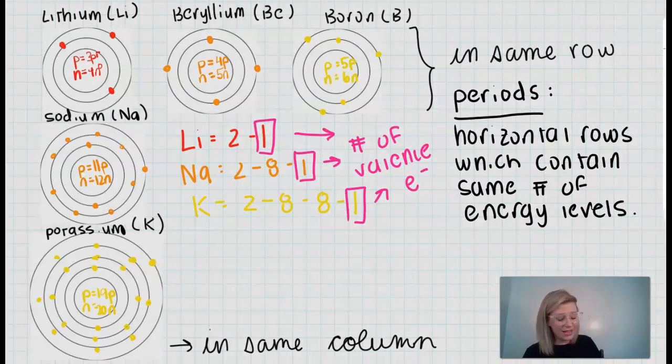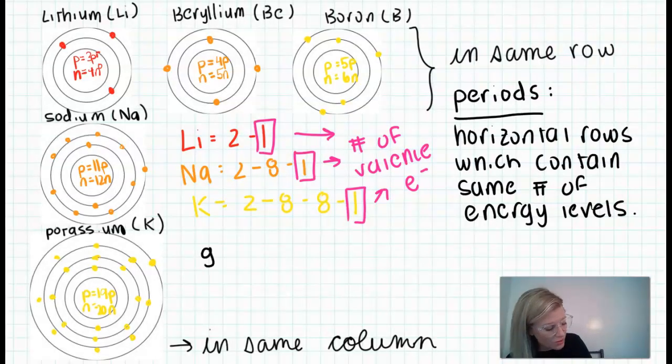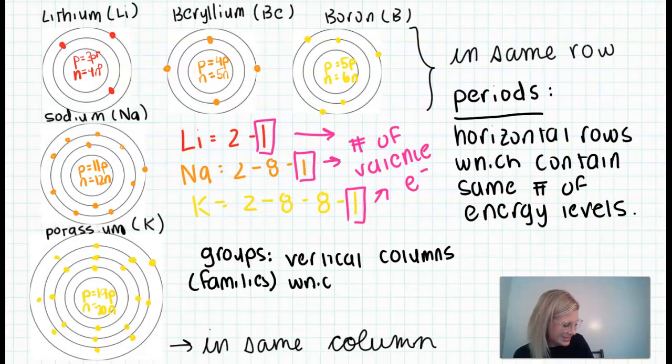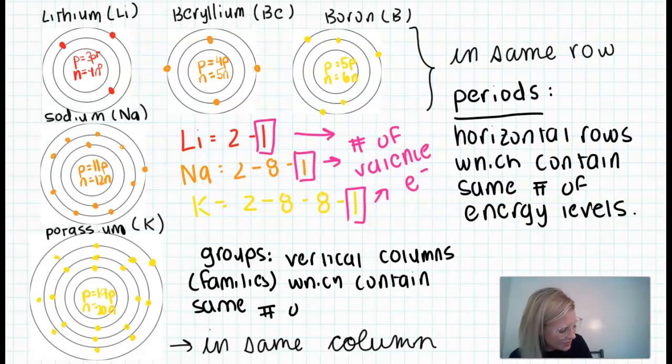So let's go ahead and jot down the definition of groups, or sometimes we also like to call them families. So groups, or families, are going to be the vertical columns which contain the same number of valence or outer shell electrons, okay?